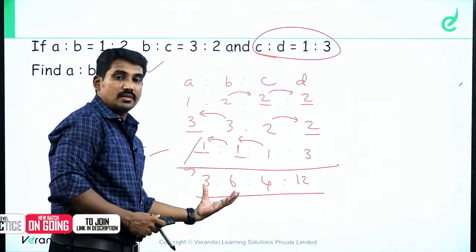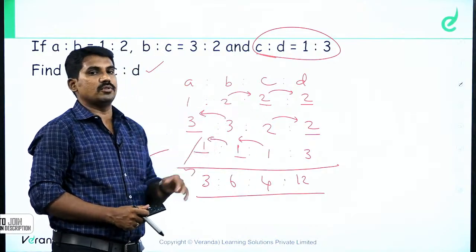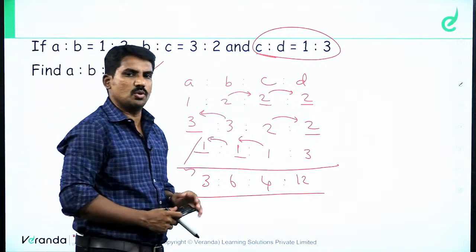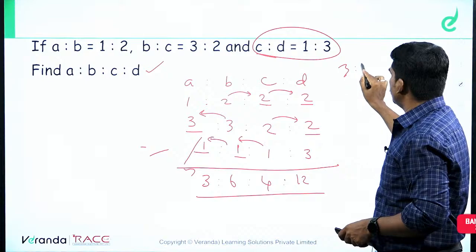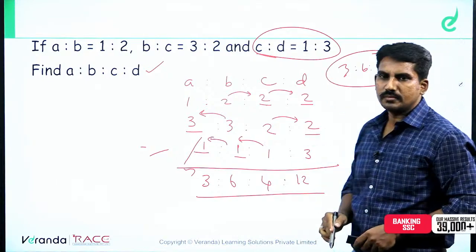Now 3, 6, third multiple we can cancel. 12 also we can cancel. But it should be cancelled in 4 things, right? Therefore, final value is what? 3 is to 6 is to 4 is to 12. This is the result. Clear?